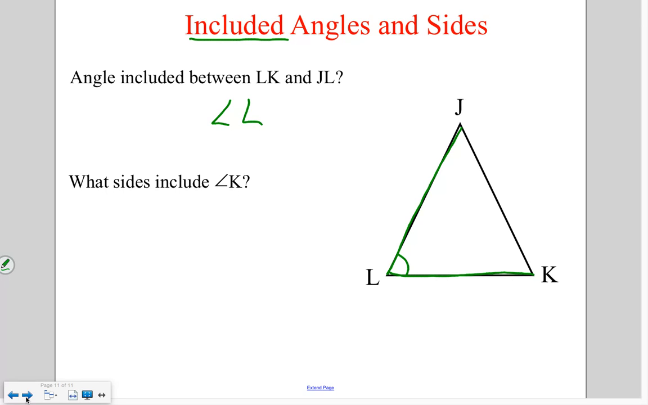All right. Now, if we went the other direction, instead of saying what angle is included, if we said what sides include the angle, so we're starting with angle K. Well, the two sides that are a part of that angle are LK and JK. Now, we're not saying anything about these sides being congruent. All we're saying is that these two sides make up the angle in between them. Okay? They're the two sides that make that angle.